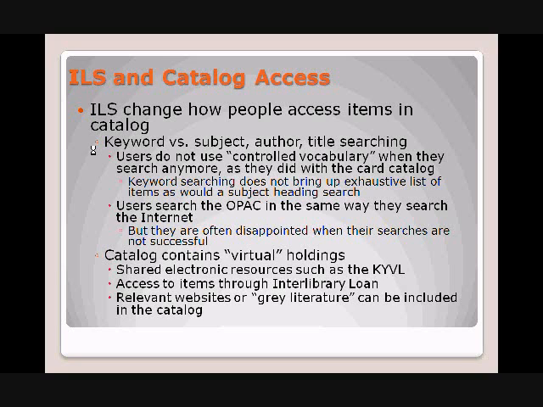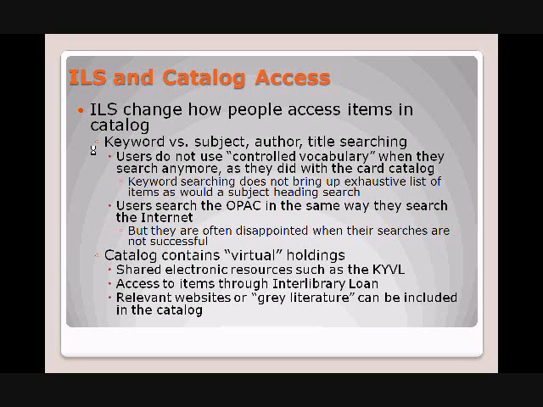However, users do not typically use a controlled vocabulary such as they used in the card catalogs when they were doing subject searches. Keyword searching does not bring up an exhaustive list of items in the catalog, however, as would a subject heading search. Users search the OPAC nowadays in the same way that they search the internet, and sometimes they are disappointed when their searches are not successful.